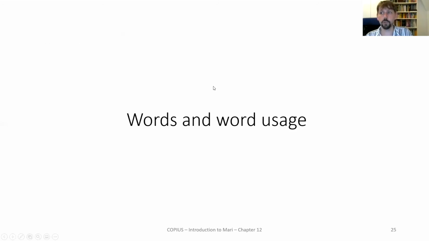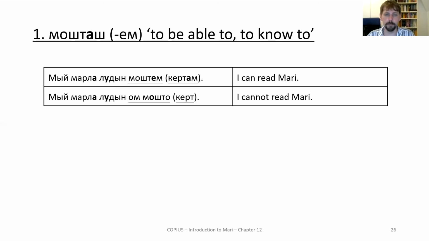Words and word usage. What have we got? Moshtash, to be able to. Well, we already met the verb kertash, to be able to. Why do we need another one? Well, in some cases, they can both be used. Like I can say mi marla luden mosh kertam, I can read more, mi marla luden moshtem, or on moshto. The difference between these two is that moshtash is used in reference to a learned ability, a skill that you have acquired.